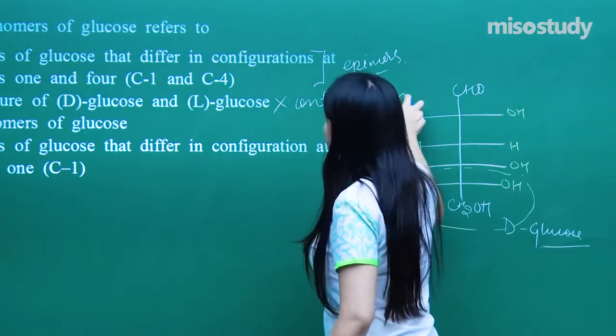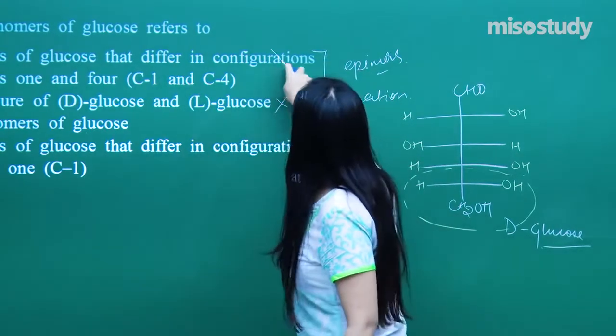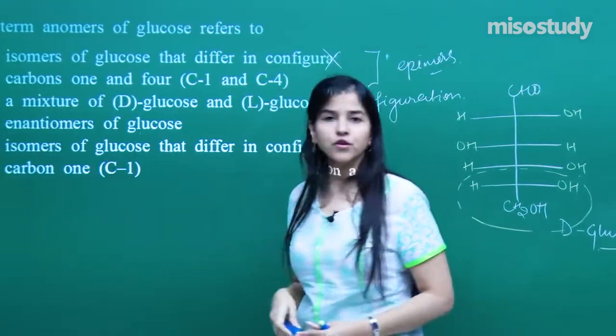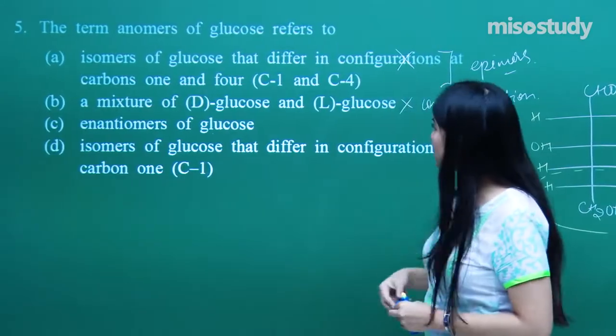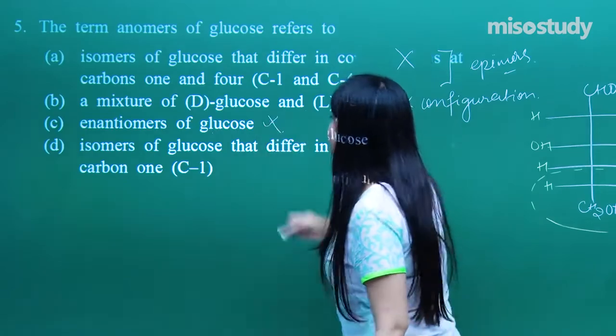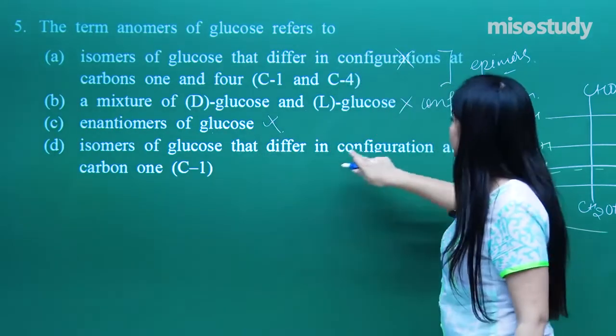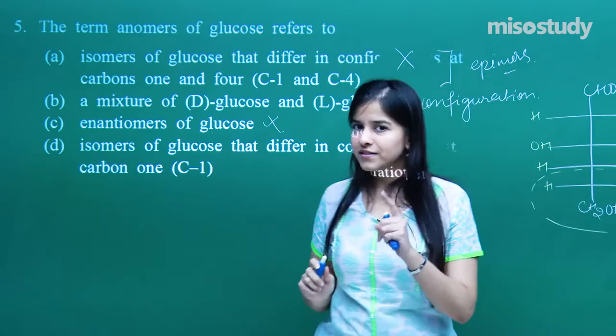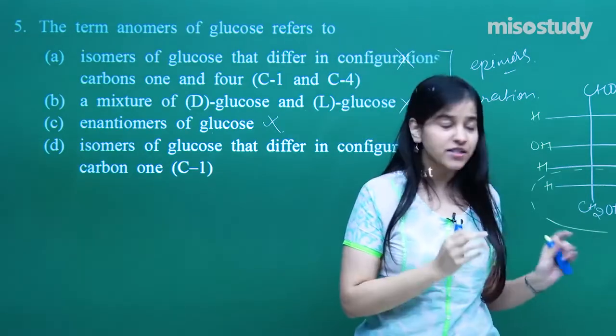So this is also not the option. Enantiomers of glucose, not at all. The enantiomers will be only these, D and L could be the enantiomers. So this is not the case. Isomers of glucose that differ in the configuration at carbon number 1. Yes, that is our option. So let us just see how.